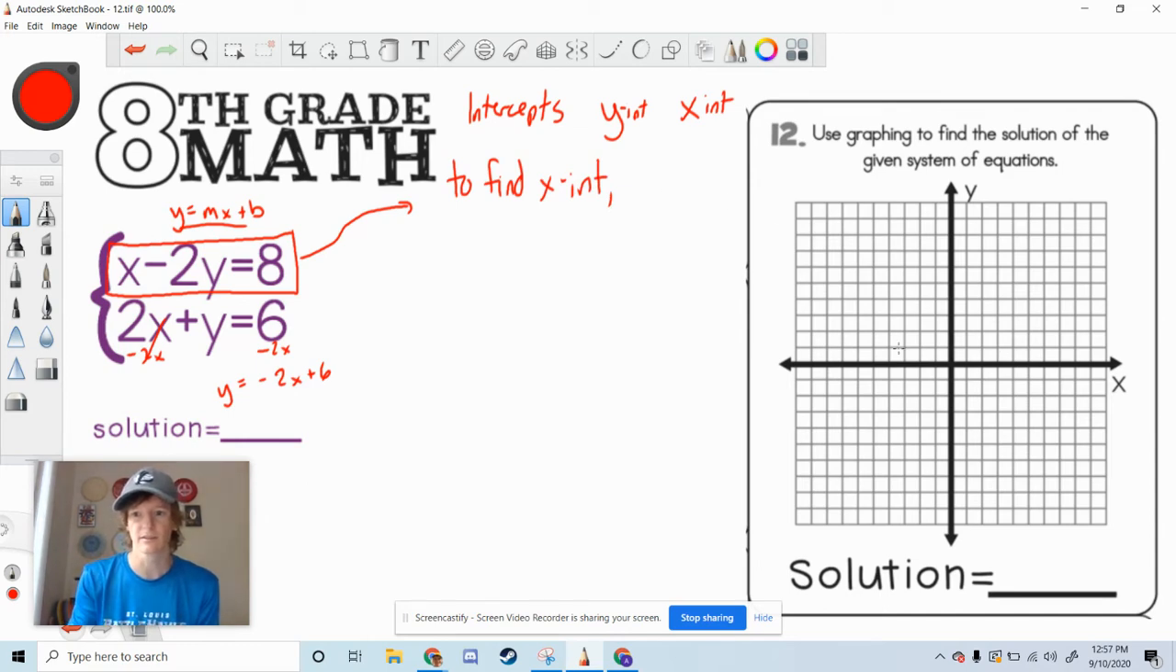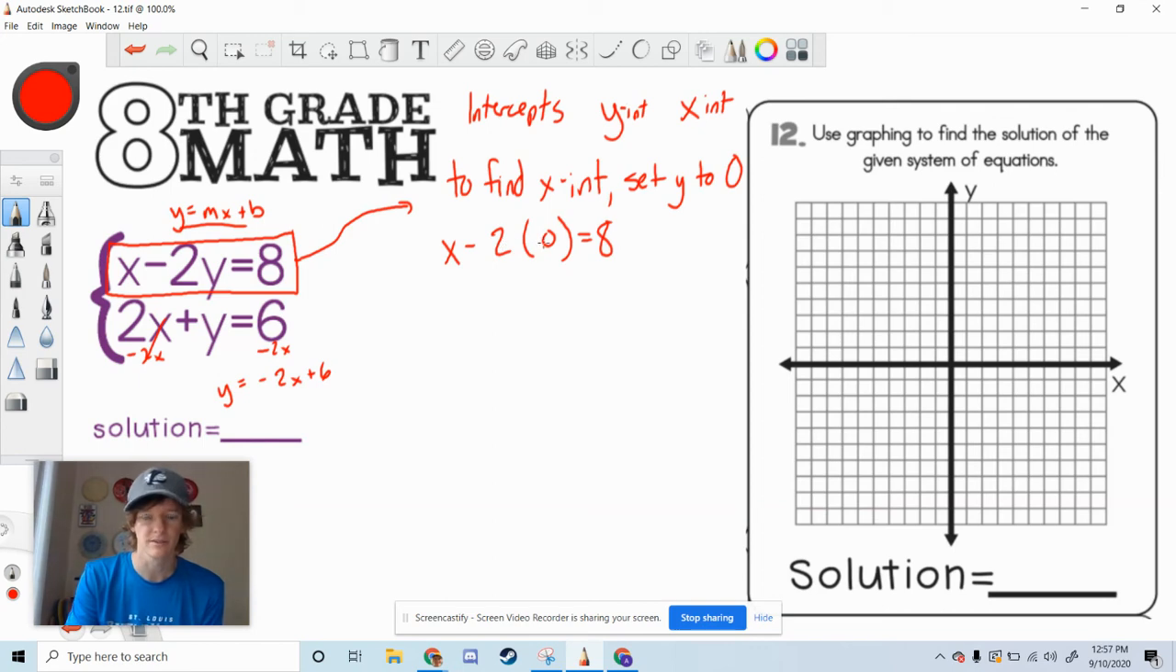If I'm going to find the x-intercept, it's where we're crossing this. Y is always 0, so we're going to set y to 0. In this equation, instead of x minus 2y equals 8, we're going to write x minus 2 times 0 equals 8. We need to find out what x equals. Negative 2 times 0 is 0, so I end up with x equals 8.